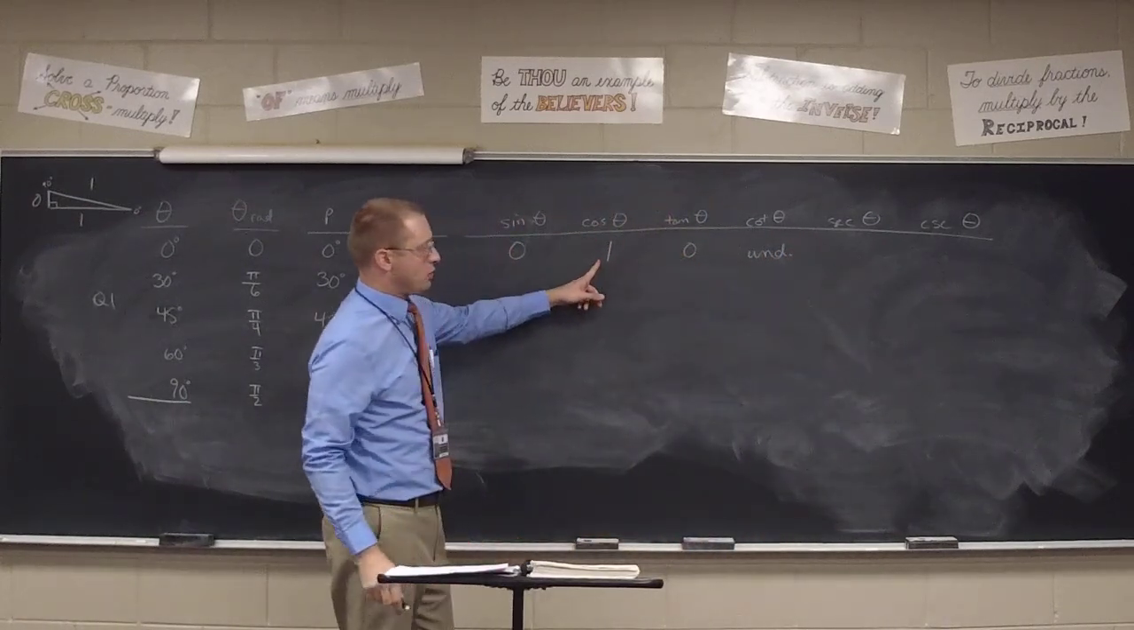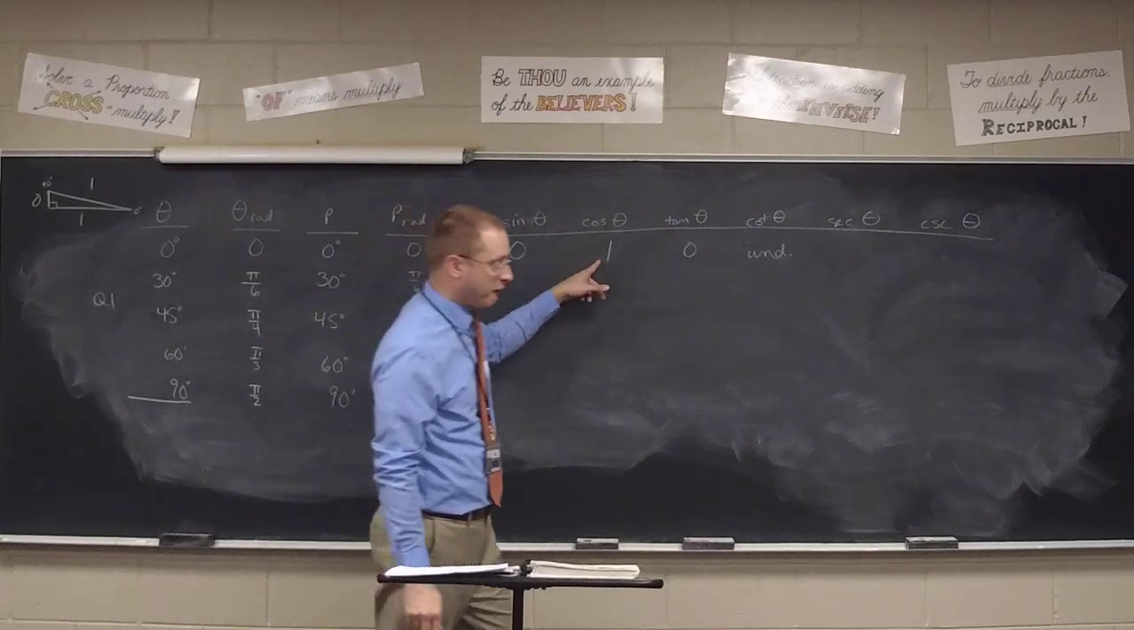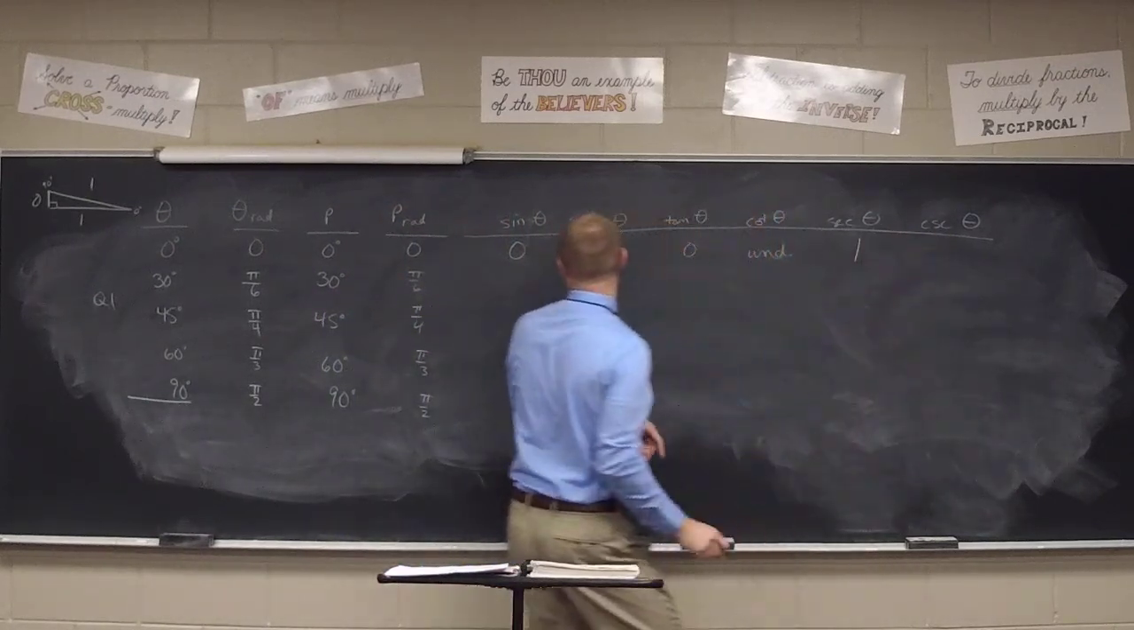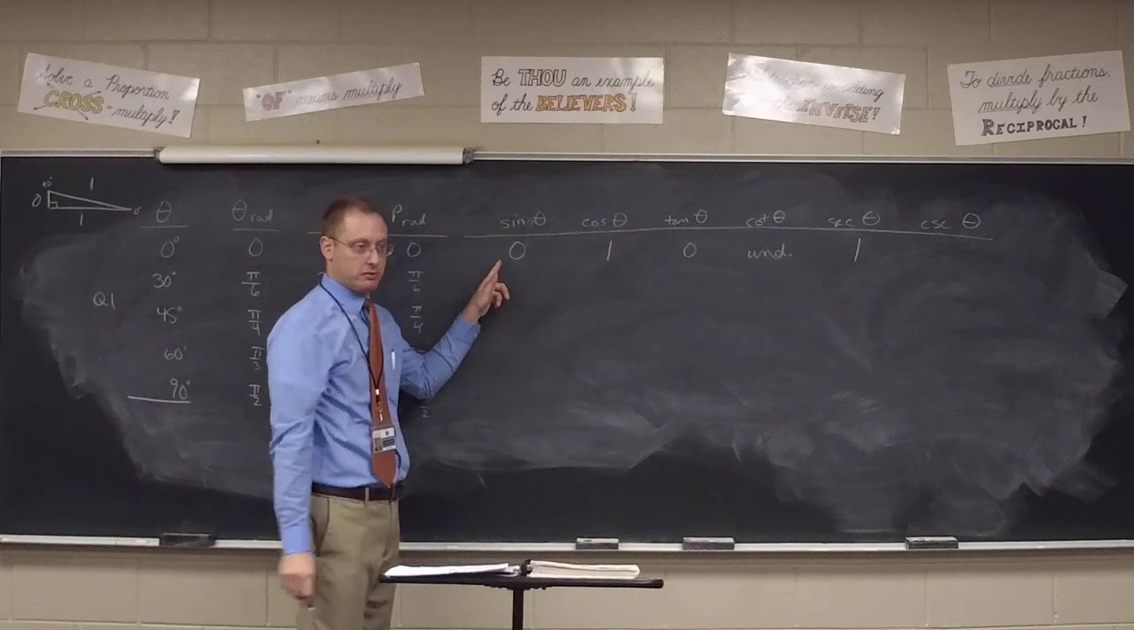Secant's the reciprocal of cosine. What do you get if you flip a 1 over 1? 1. Cosecant's the reciprocal of sine. What do you get if you flip a 0? Undefined.